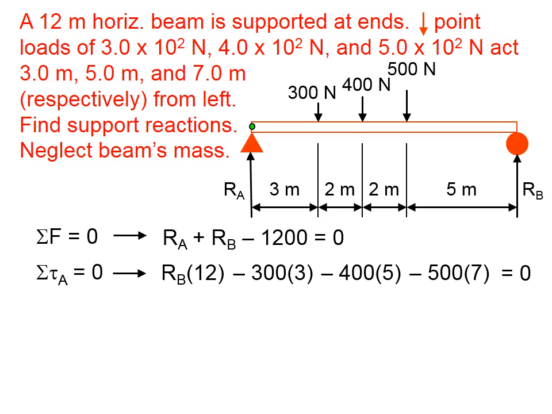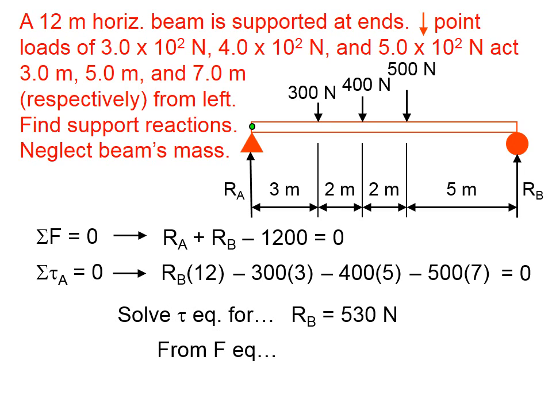That all adds up to 0, which means we can solve that equation for the reaction at B. It comes out to be 530 newtons. We're going to now plug that in to the force equation. In other words, RA plus 530 minus 1200 equals 0, which means that RA must be 670.